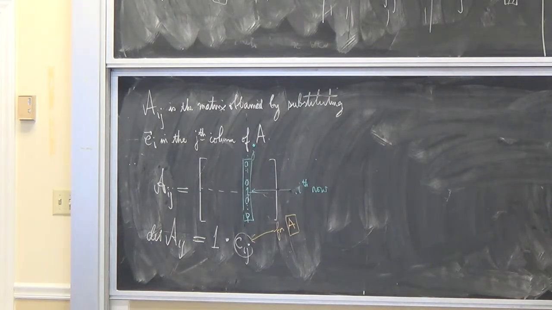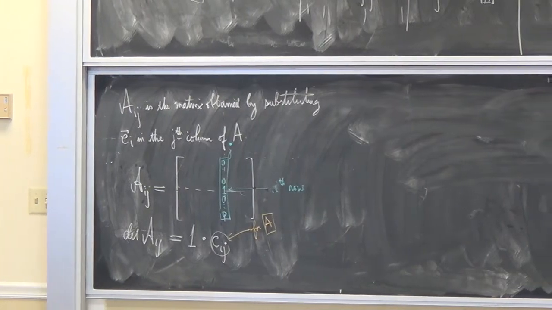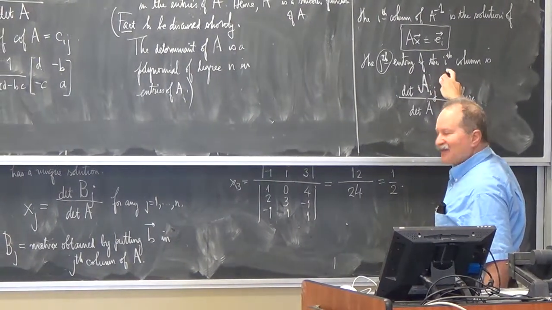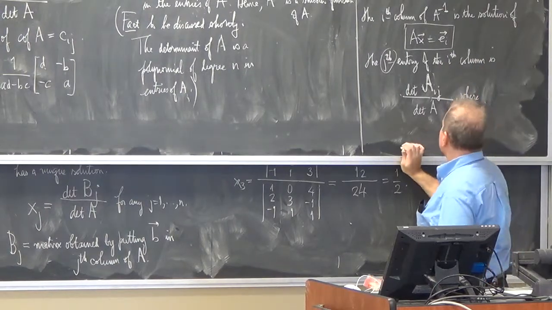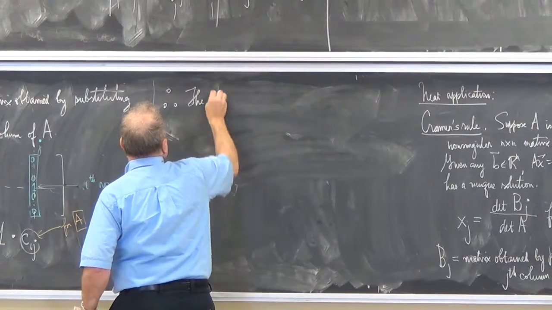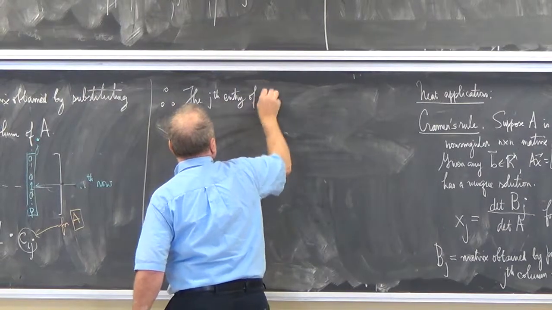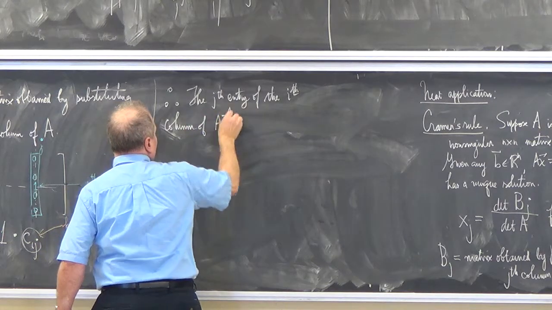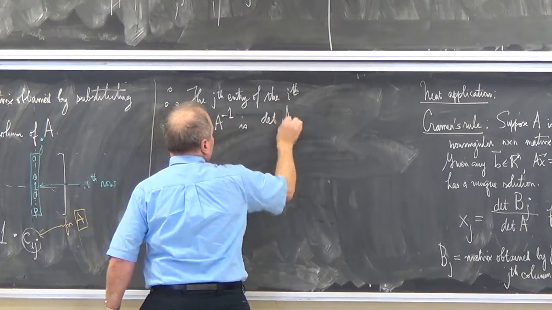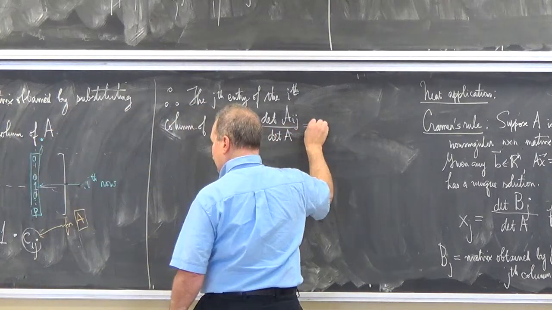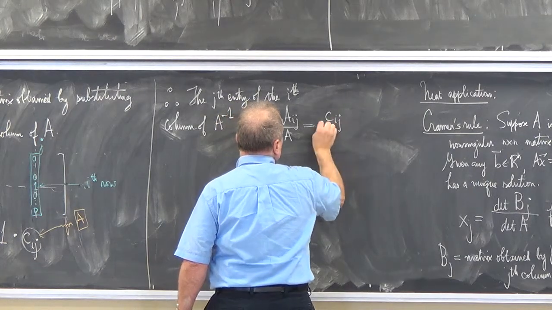Well, I think we're done. By Cramer's rule, the jth entry of the ith column of A inverse is, so we take the determinant of this wacky matrix, divide by the determinant of A, and we just said that's exactly C_ij over the determinant of A.